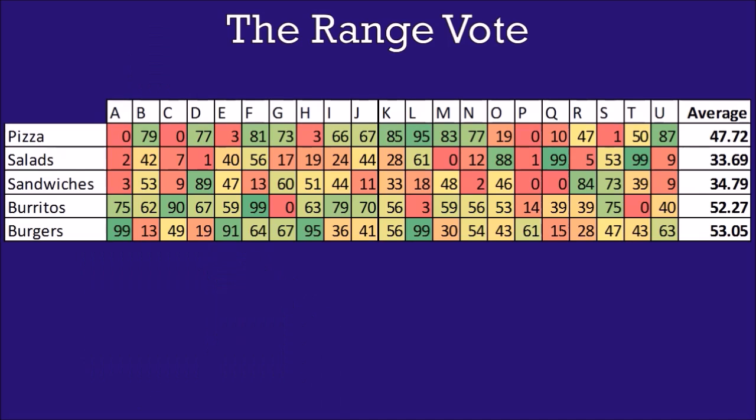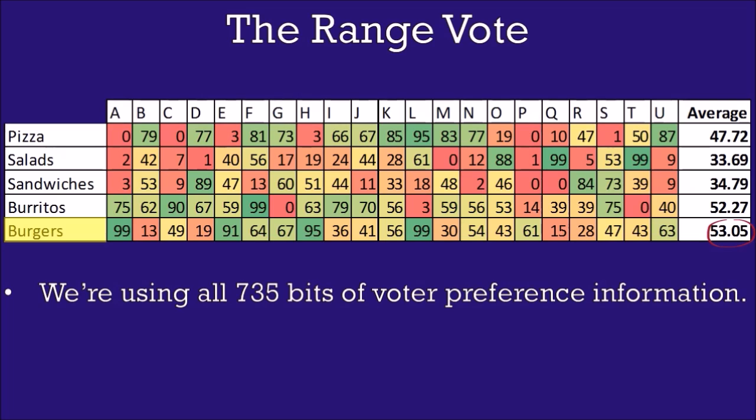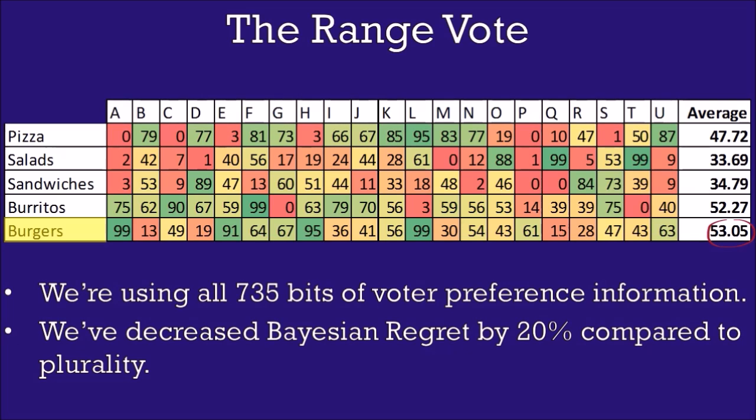I would, thank you. So, each ballot contains a numerical score for each food. Each food score is the average across all ballots, and the food with the highest average score wins. In this case, that's burgers. As I said previously, we actually directly used the utility table as our ballots, so we're using 100% of the available information. Also, we've decreased our Bayesian regret by nearly 20% compared to plurality.